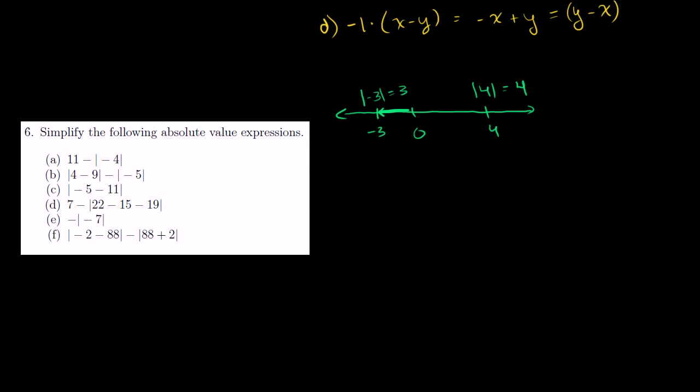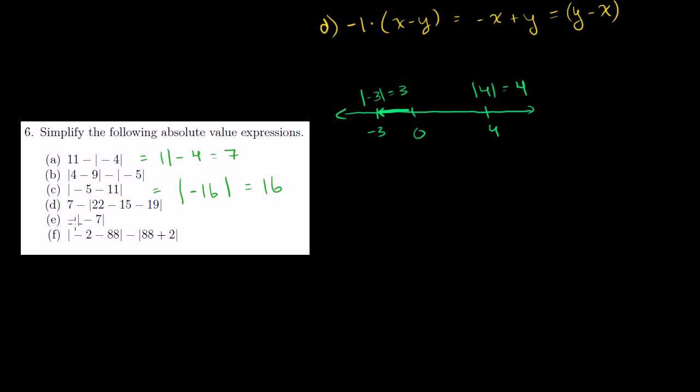So let's do these. So 11 minus the absolute value of negative 4, this is equal to 11 minus the absolute value of negative 4, which is just 4, which is equal to 7. I'll do every other one of these problems. The absolute value of negative 5 minus 11. So that'll be equal to the absolute value of negative 16. The absolute value of negative 16 is just 16. It's 16 to the left of 0. You could view it that way. You can just get rid of its sign.